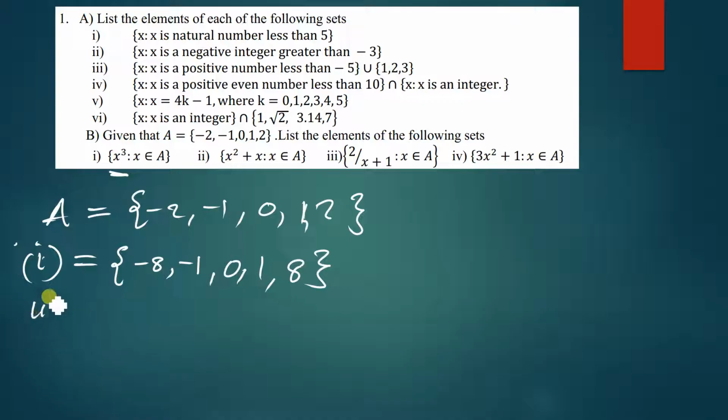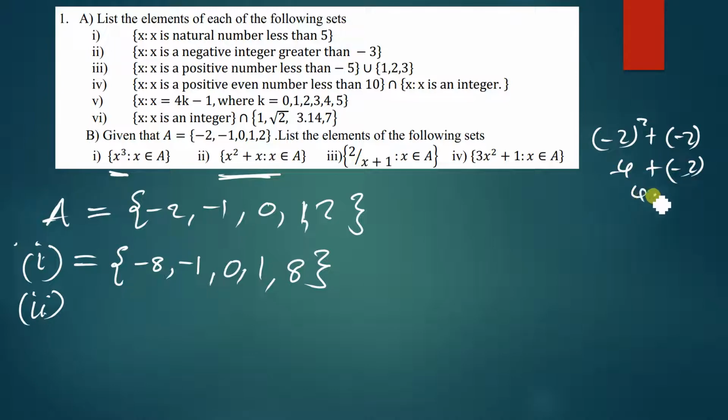We move on to 2. So here the formula that has been given is this one. So x squared plus x. So negative 2 squared plus negative 2. So negative 2 squared gives us 4 plus negative 2. So 4 minus 2 gives us 2. So the first one that we have there will be 2. Then we move on to negative 1 squared minus 1. So this will give us 1 minus 1. That is a 0.